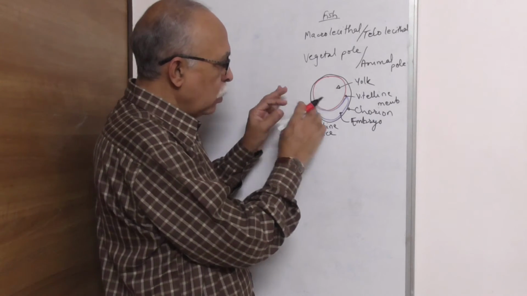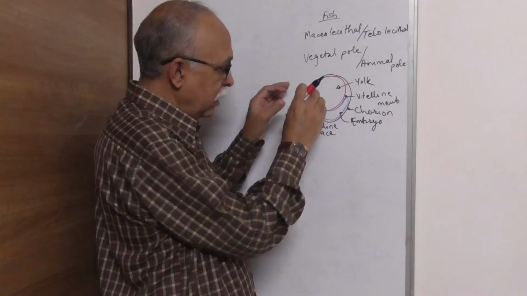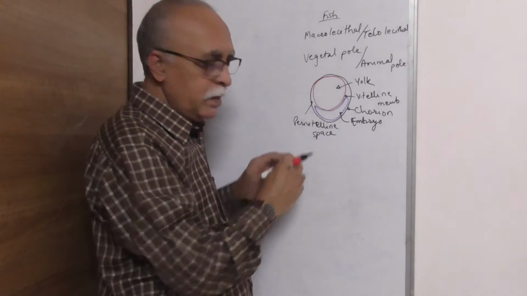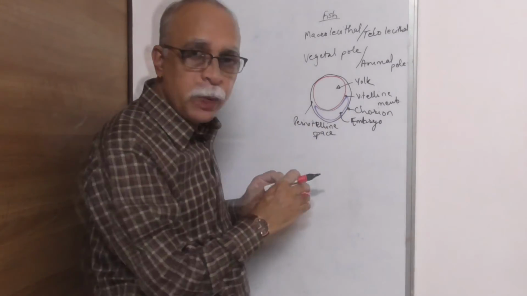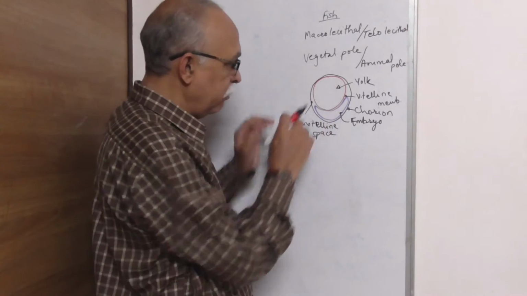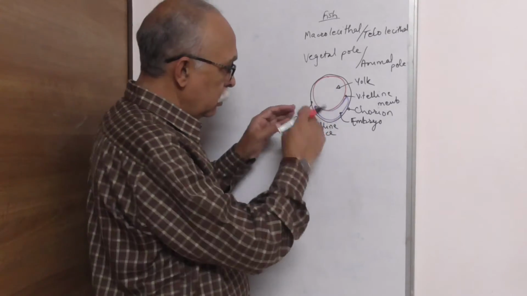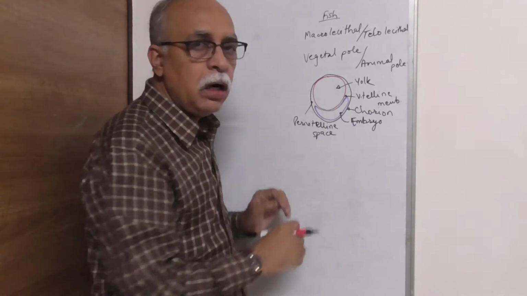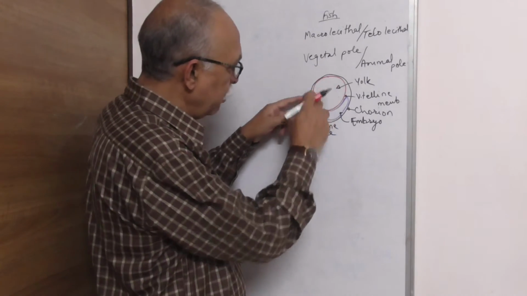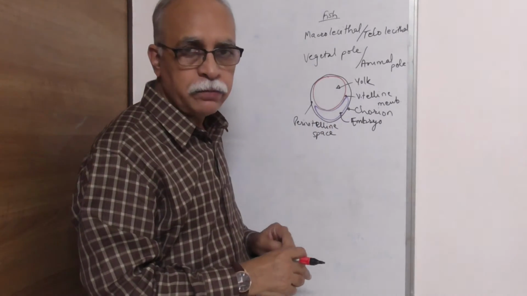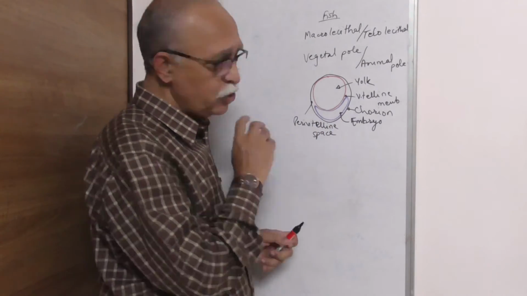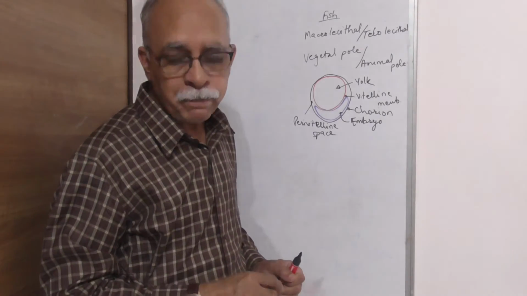As you can see, quite some part of this egg cell is occupied by yolk. Some region is the embryonic region where the animal pole will be. This will be the vegetal pole. The whole thing is covered over by a chorionic layer. The white line membrane will be covering this central part. This is what the fish egg looks like.